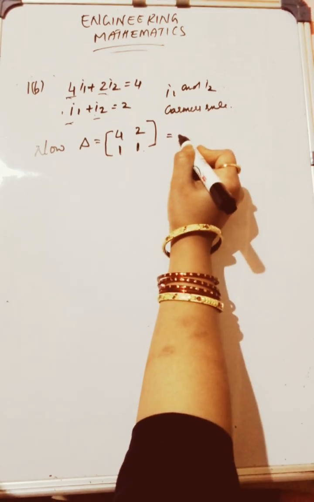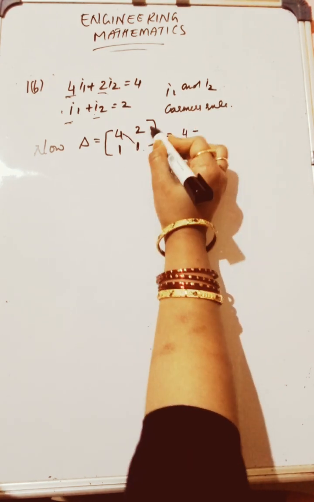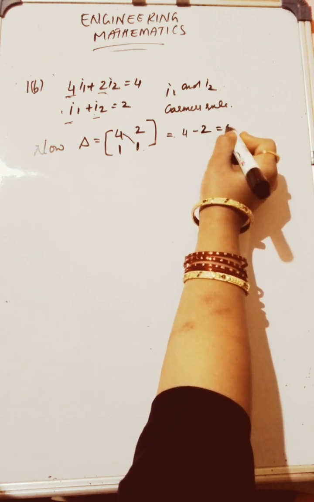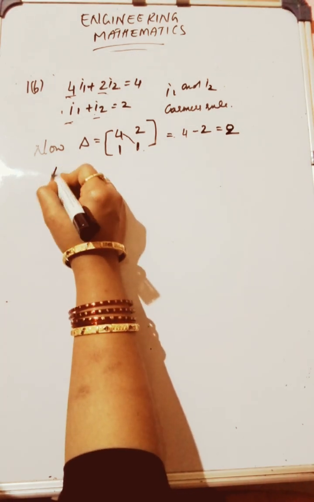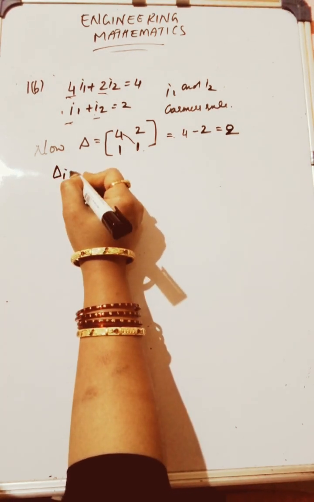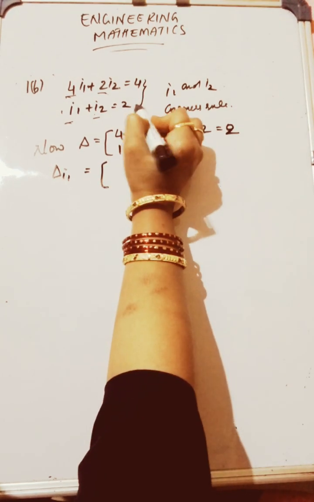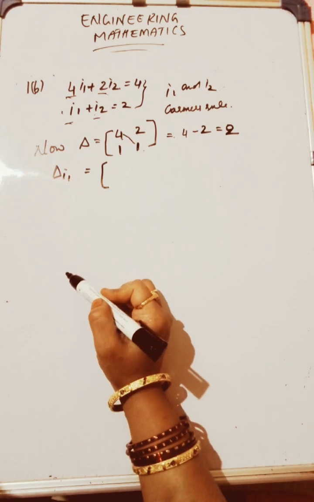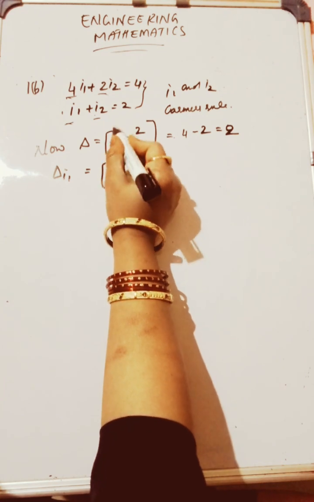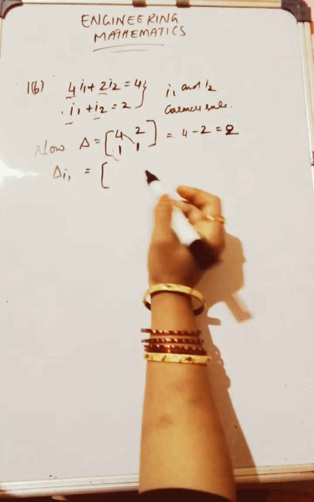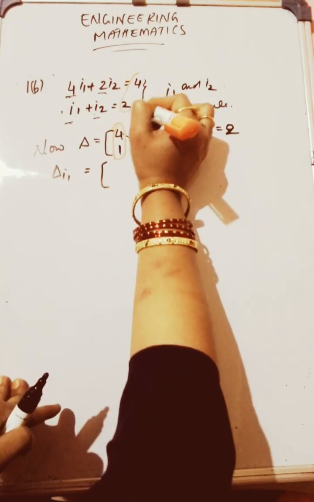Now the determinant: 4 ones are 4, minus 1 twos are 2, is equal to 2. Similarly, delta I1 is equal to, here the 4 and 2 are there, given in the equation. Now delta 1 means, this is our main matrix, from this one we derived. In this place we have to interchange this one with 4 and 2.